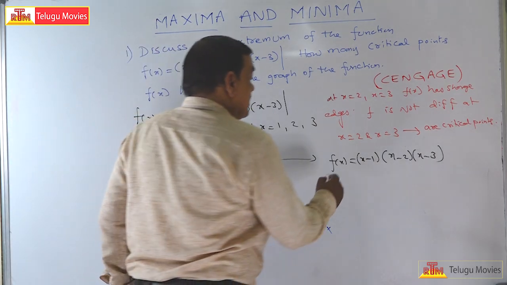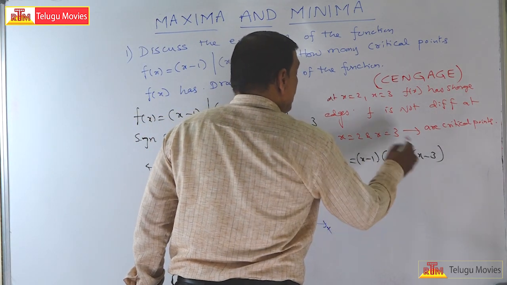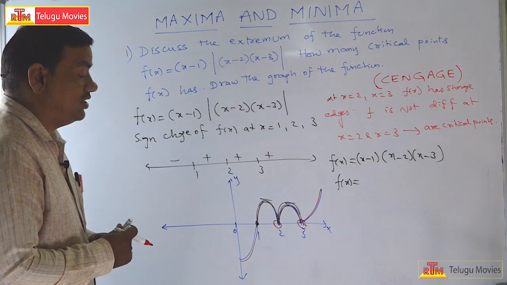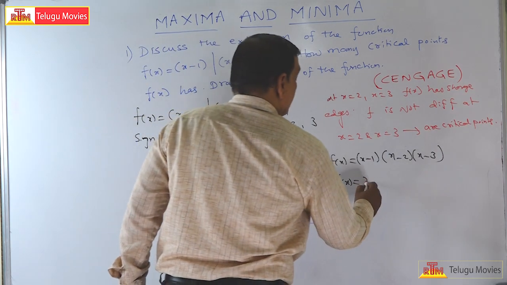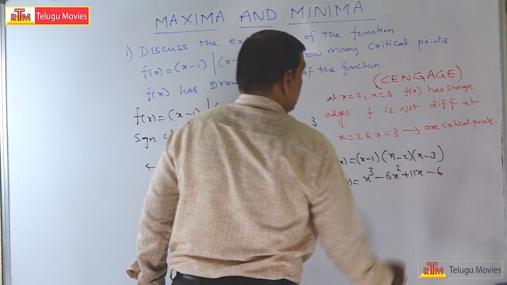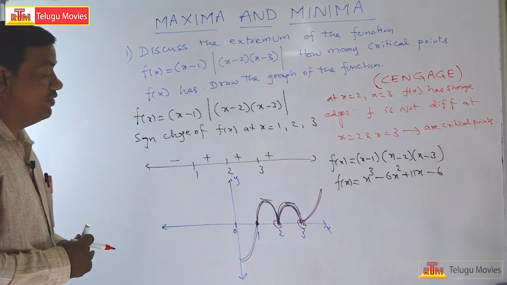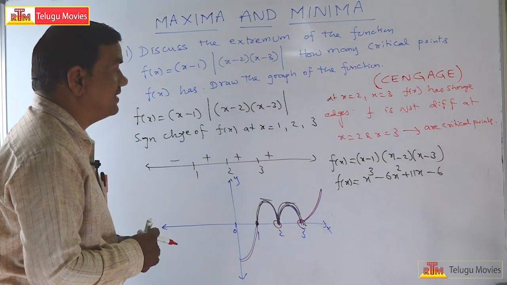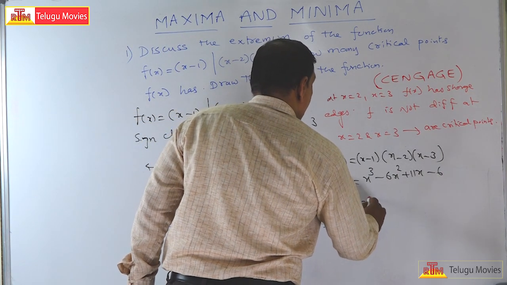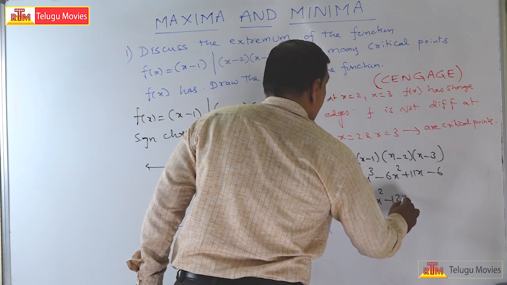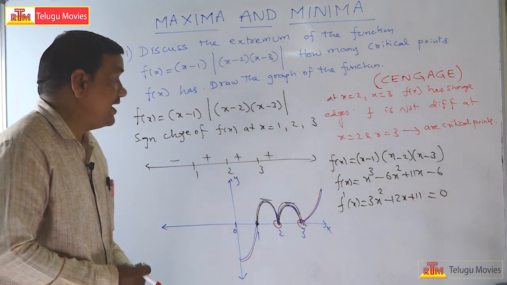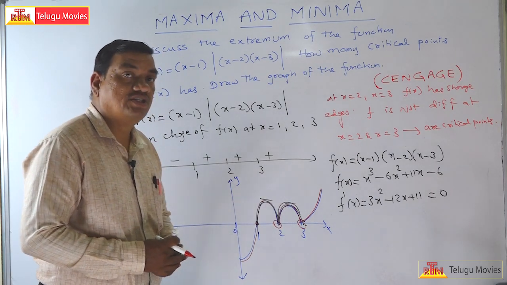Now f of x equals (x minus 1) into (x minus 2) into (x minus 3). If you multiply this, you will get x cube minus 6x square plus 11x minus 6. Now f dash of x is 3x square minus 12x plus 11, equal to 0. For maxima and minima, we have to get f dash of x equal to 0. Why?